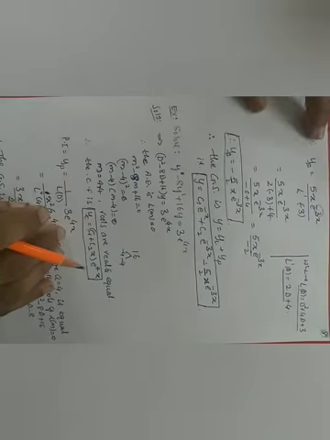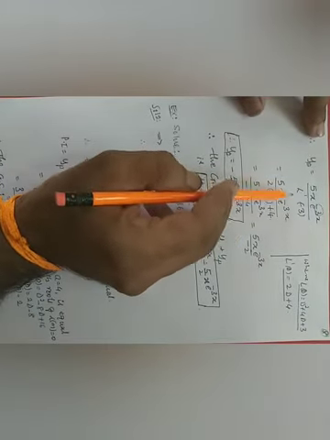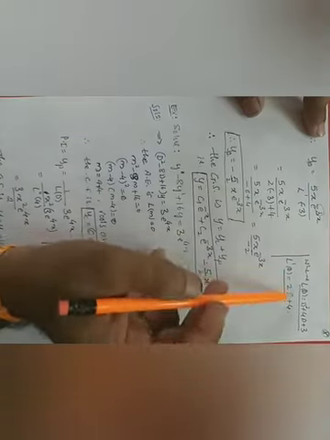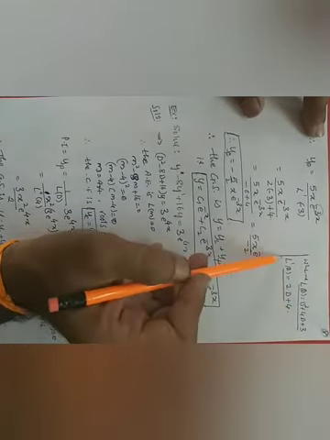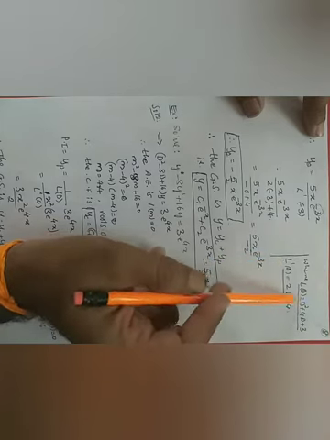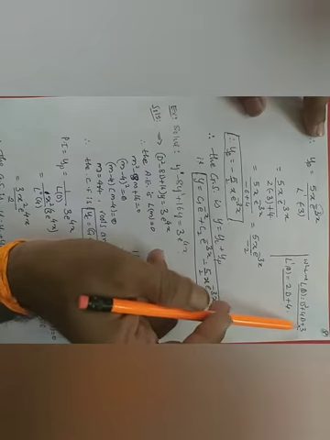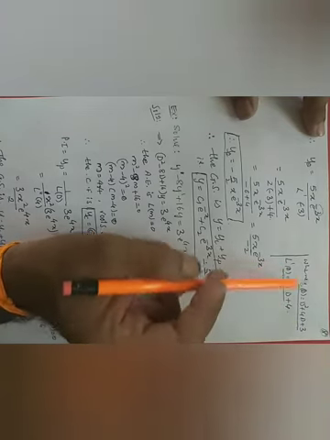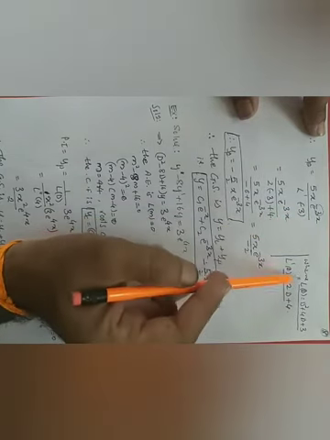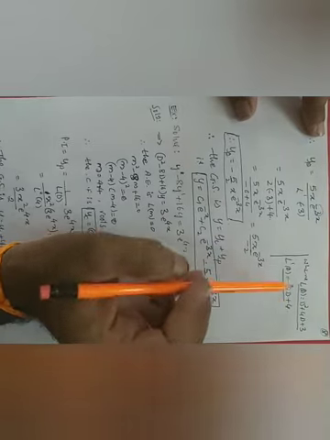Therefore yp should be written as 5 into x into e to the power minus 3x divided by L dash of 3, where L of D is D square plus 4D plus 3. L dash of D, after differentiating with respect to D, becomes 2D plus 4. 3 is a constant number, so that becomes 0. Now in this L dash of D, wherever D is there, you have to put the value of the coefficient of x, that is the value of a.